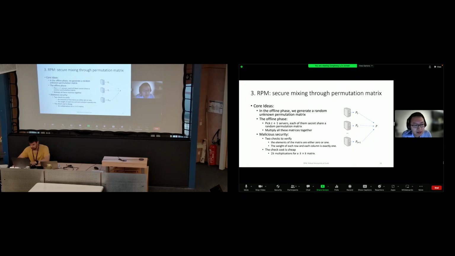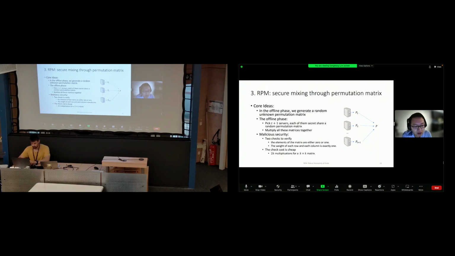So the idea here is that in the offline phase, we can just generate a random unknown permutation matrix. This matrix has to be unknown by the adversary. So we pick T+1 servers. Each one of them can secret share a random permutation matrix. Then we multiply all these matrices together to get the final permutation matrix. Because there are T+1 servers, there exists at least one server that is not controlled by the adversary, so the adversary has no idea about what the final permutation is.